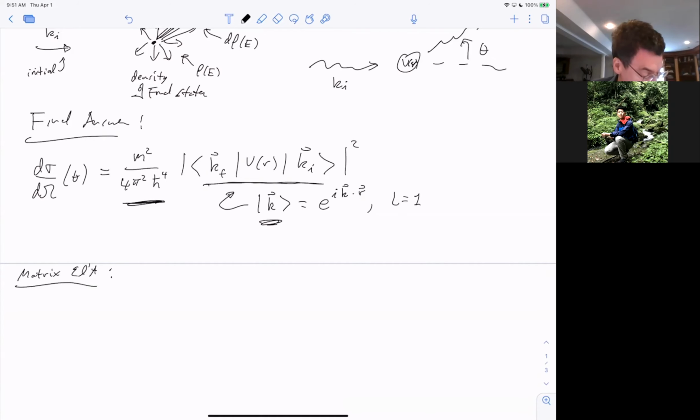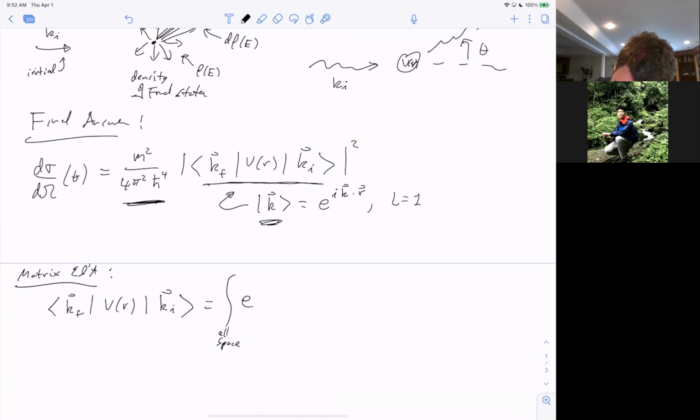When we look at that matrix element, this is what we see. We can just write it out. We have a final state, we have the perturbation, which is the potential, and then we have our initial state. A matrix element is always an integral, so let's write out the integral. It's over all space, a spatial integral. On the left I have my final state, complex conjugated, my final momentum, I have my potential, and then I have my initial momentum. And this is what determines scattering.